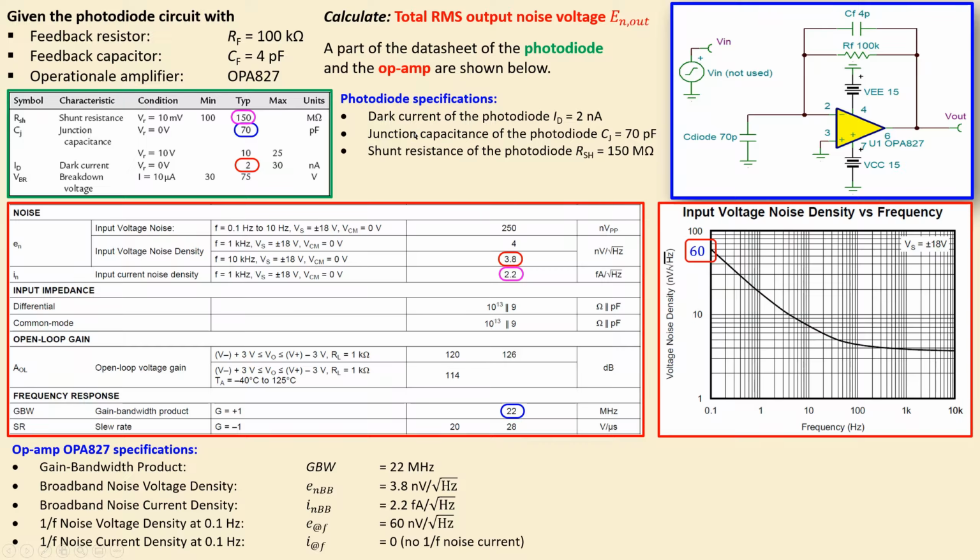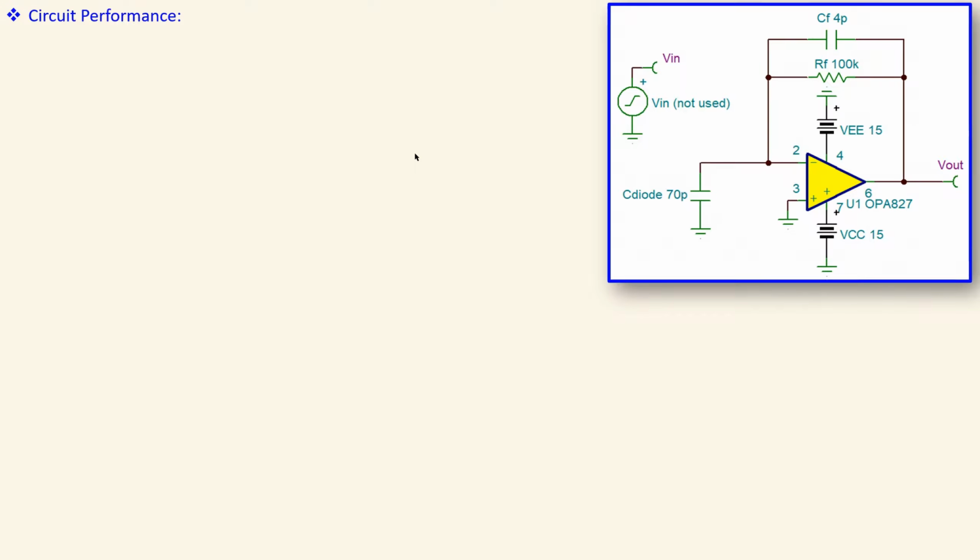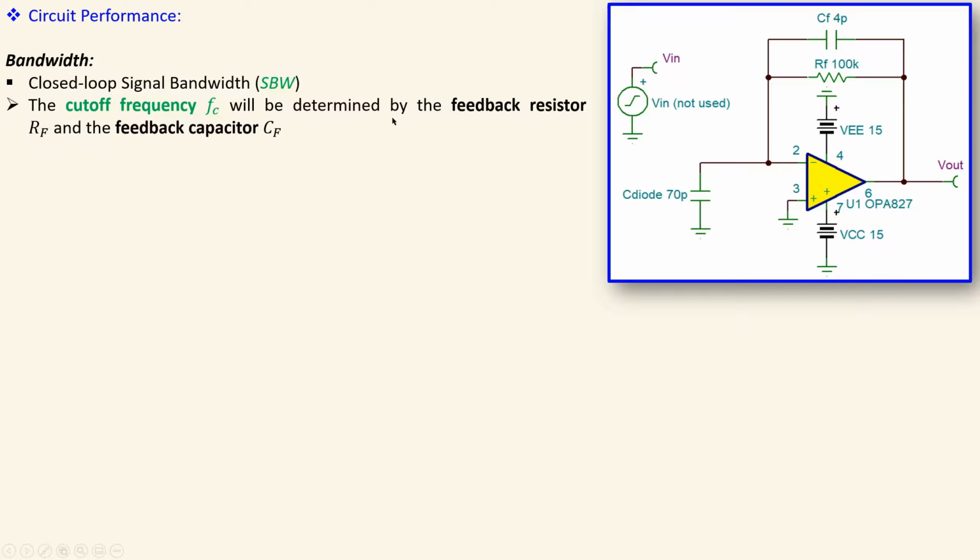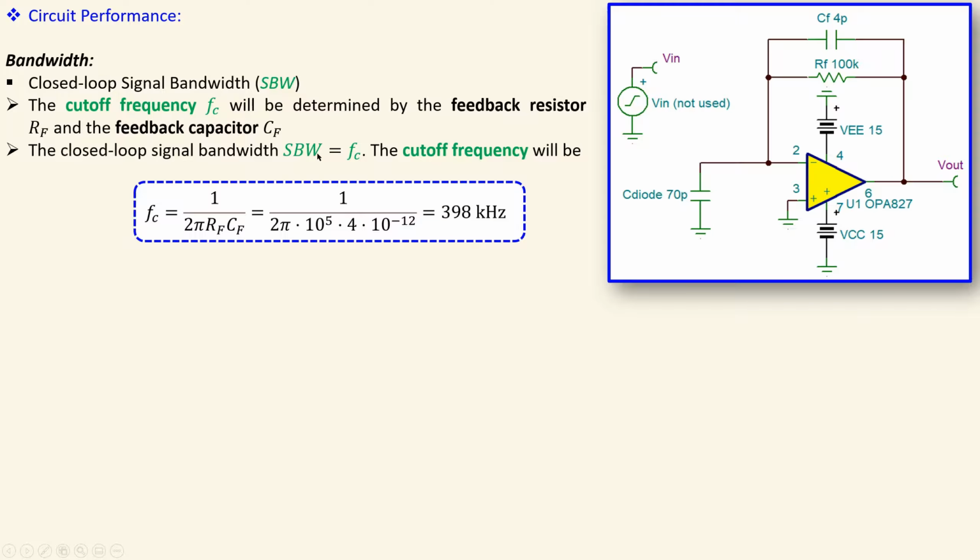Okay, let's look at the circuit performance. First, bandwidth. The bandwidth will be determined, of course, by the feedback elements, the CF and the RF, and the cutoff frequency, feedback capacitor, and also the feedback resistor, which is given by this formula. Now, signal bandwidth is equal to the cutoff frequency in this case. So if you just substitute the values, I will get approximately 398 kilohertz, or approximately 400 kilohertz.